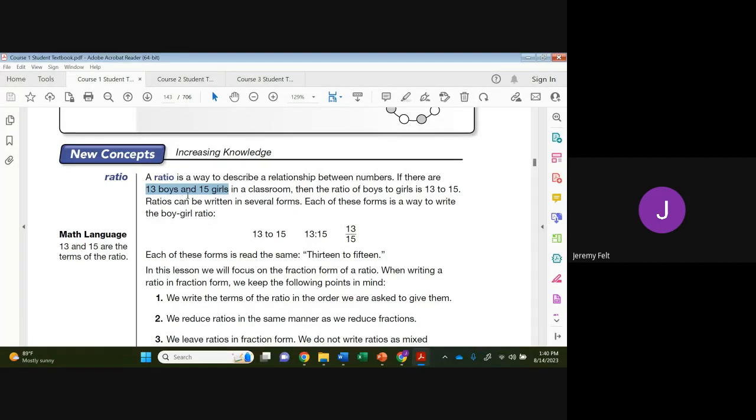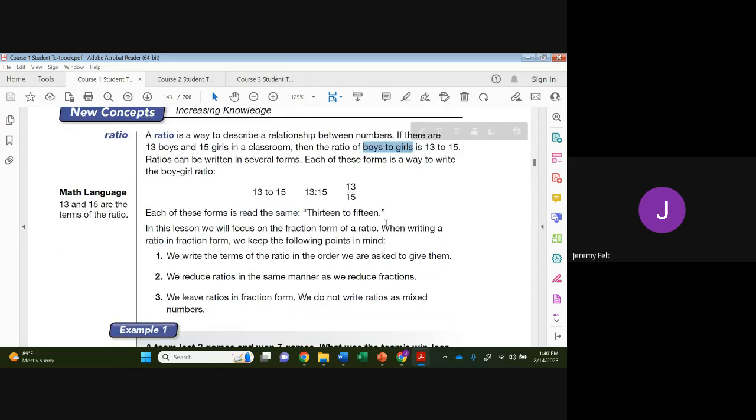But it said 13 boys and 15 girls, and we're looking for the ratio of boys to girls, so 13 to 15. So it does matter the order that we put the ratios in. If we're comparing boys to girls or girls to boys, that's going to determine, based on whatever we're told here, the order that we need to put the numbers.